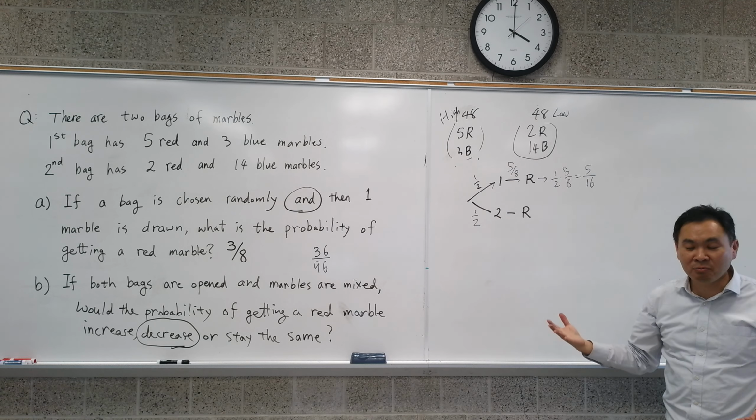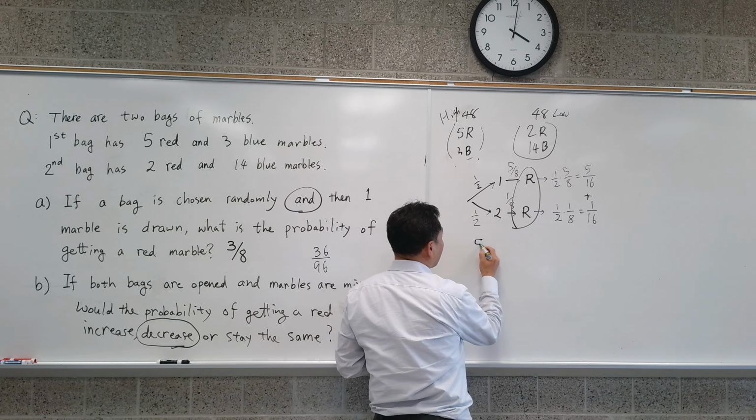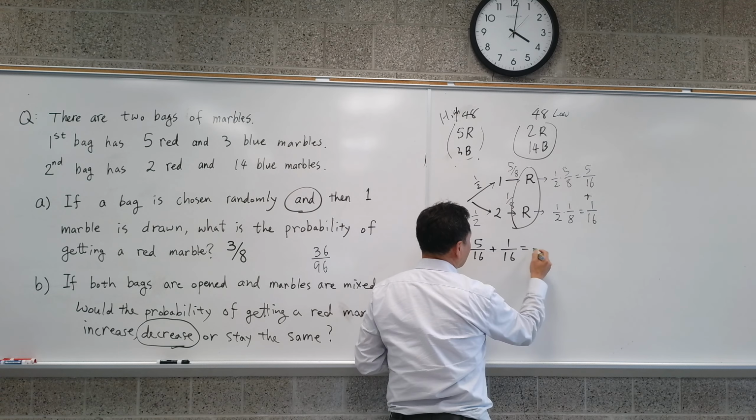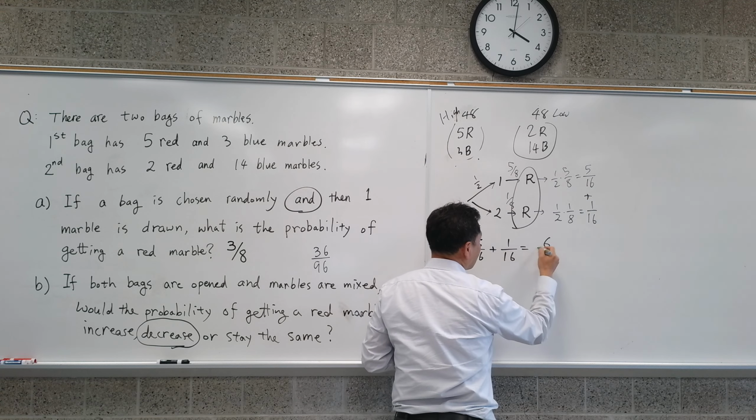Now you have two different cases. Are there any overlaps between these two events? No, there aren't any, right? So when you have these two probabilities and we want just the probability of getting the R, you just have to add these two. And that gives you 5 out of 16 plus 1 out of 16, which is 6 out of 16. And that can be simplified to be 3 out of 8.